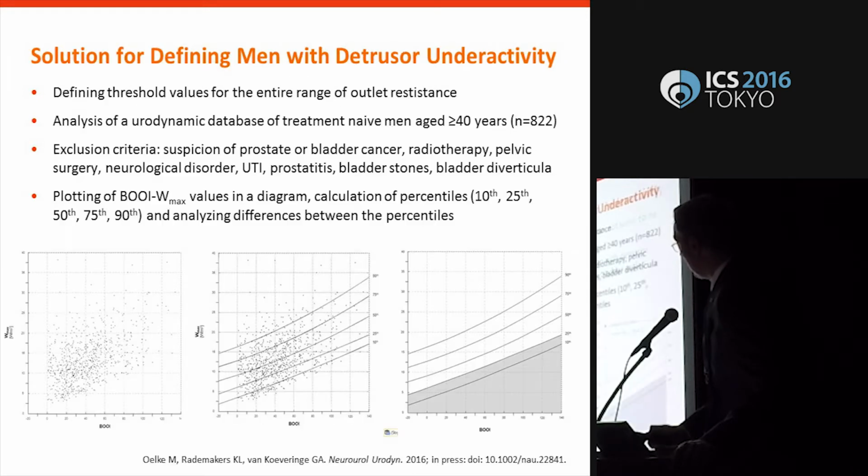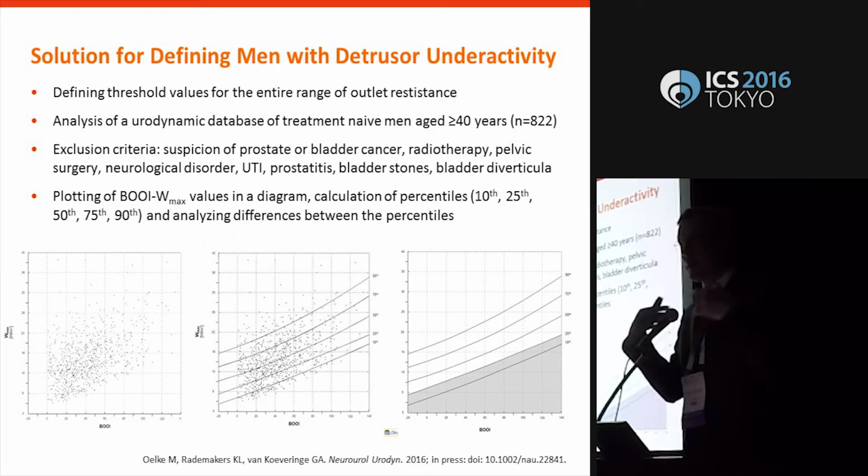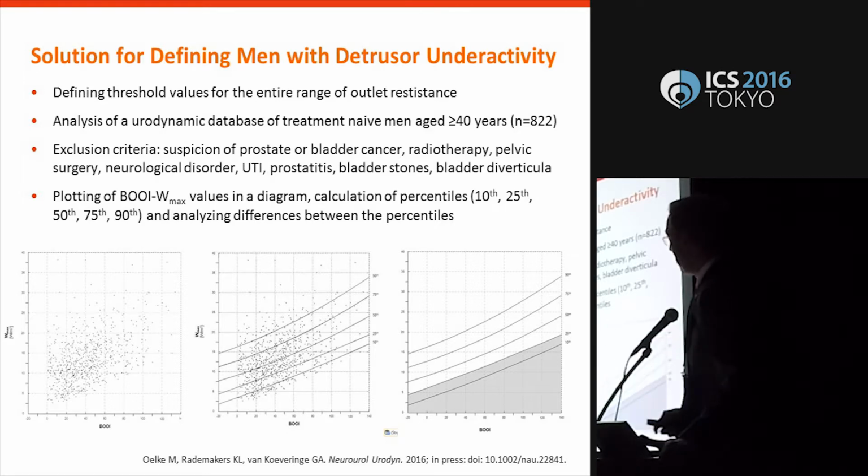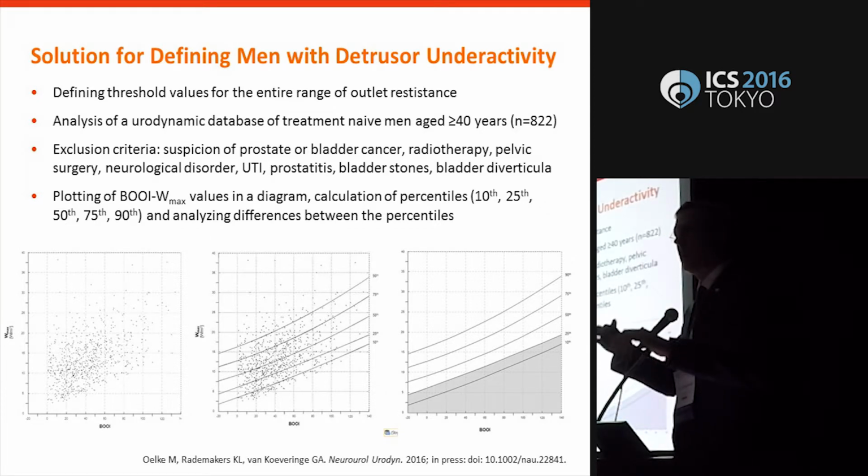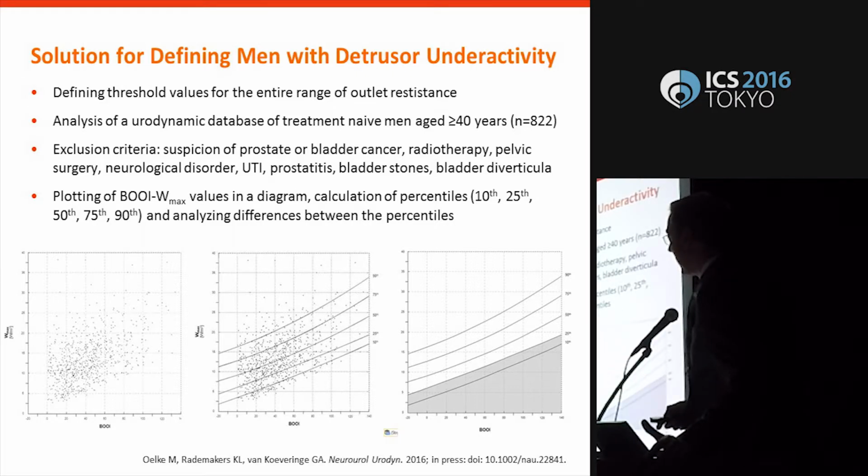We suggested in one publication a new nomogram, which is called the Maastricht-Hannover nomogram, because Roman van Koeveringe is from Maastricht and I'm from Hannover. So we were now defining threshold values. We analyzed a urodynamic database with a total of 822 treatment-naive men with LUTS, and these patients were aged 40 years or older. We excluded certain diseases like prostate cancer and neurological diseases. These were the so-called male LUTS patients or BPH patients, clinically defined.